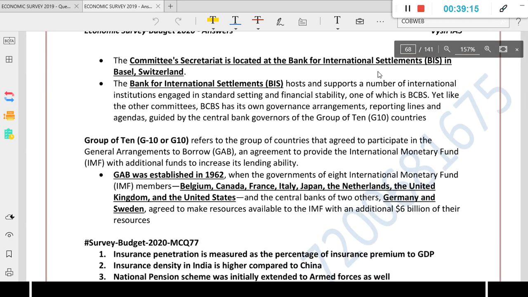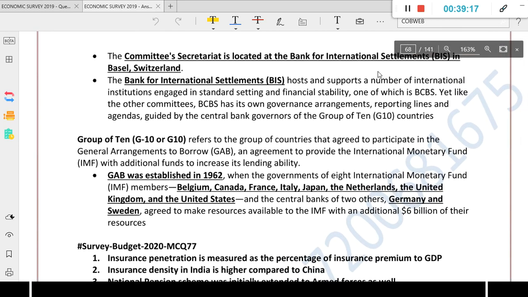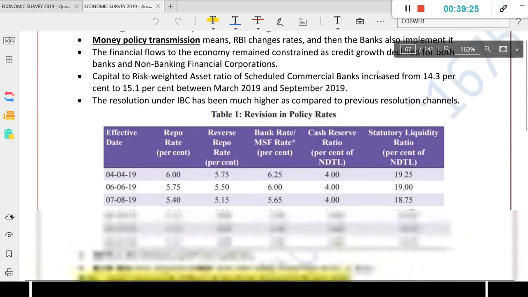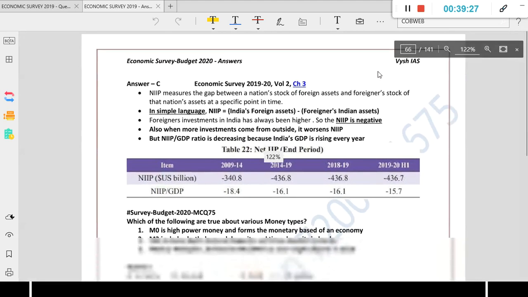G10. I don't know whether you heard of G10. Okay, you were learning G7, G20 and all, but G10 you would not have heard. One thing is India is not part of it. That is why it's not important. But economic survey mentions these things. Okay, because the question related to that will be something like that.